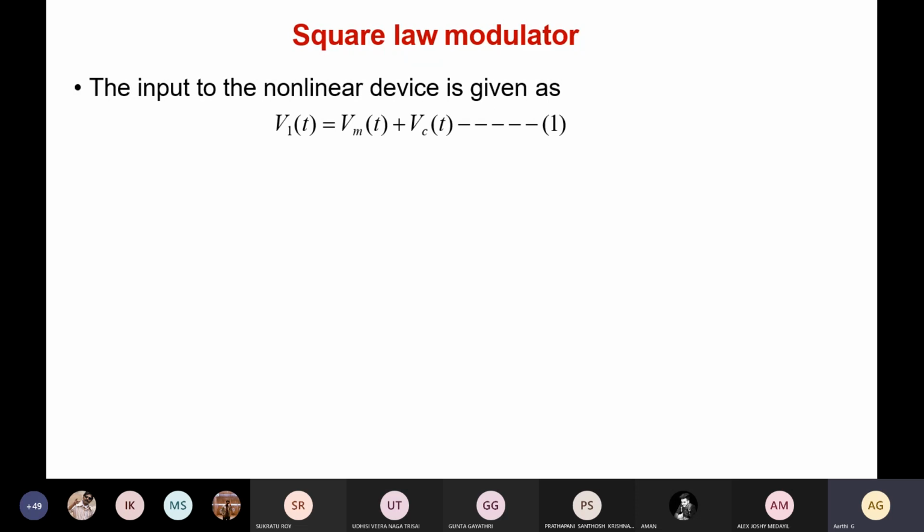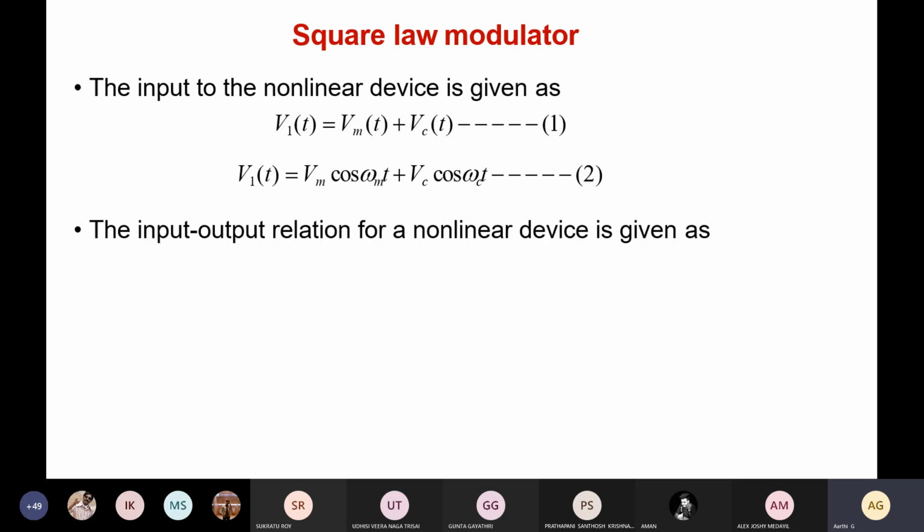Okay, so now we are going to do the calculation. The input to the nonlinear device is V1 of t. V1 of t is going to be the addition of the message signal and the carrier signal. So we add Vm cos omega mt plus Vc cos omega ct, which are the message and the carrier signal. Now, for the nonlinear device, the input-output relation is given as follows. This is the voltage relation for the nonlinear device, where A and B are constants.